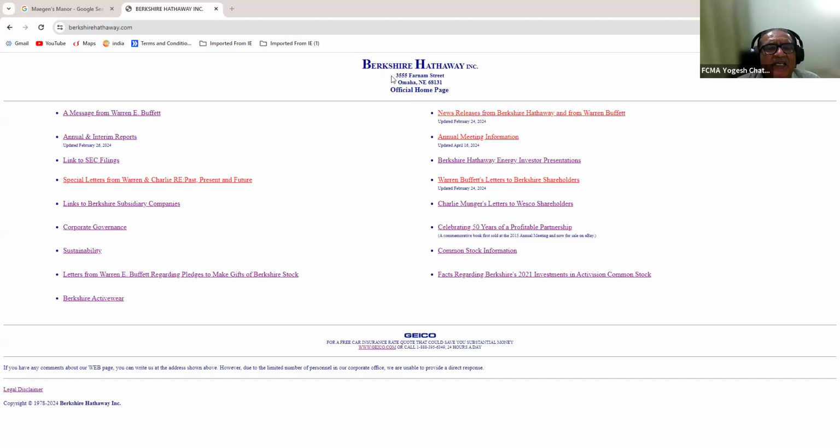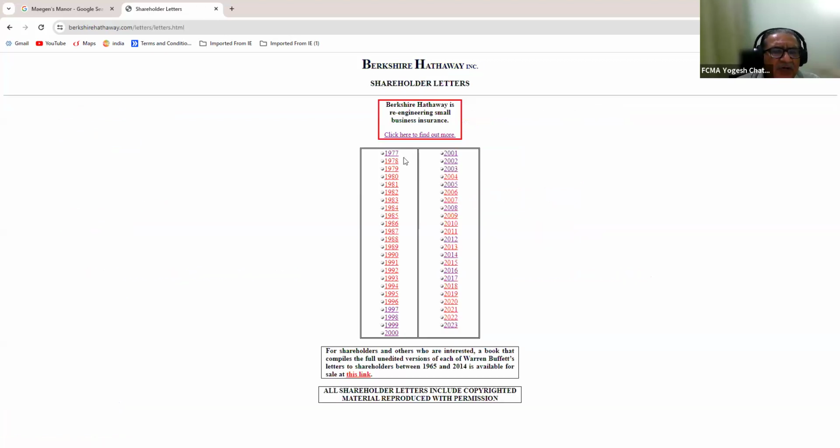For a moment, I will stop this and I will take you to the website. This is his company, Berkshire Hathaway. Here you will find Warren Buffett's letters to Berkshire shareholders. So here you can see, you will click. You can see right from 1977 till 2023, this annual letter to shareholders you will get here.